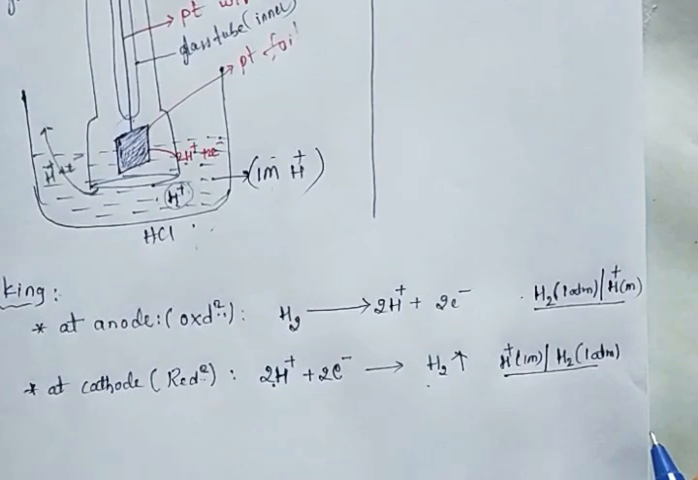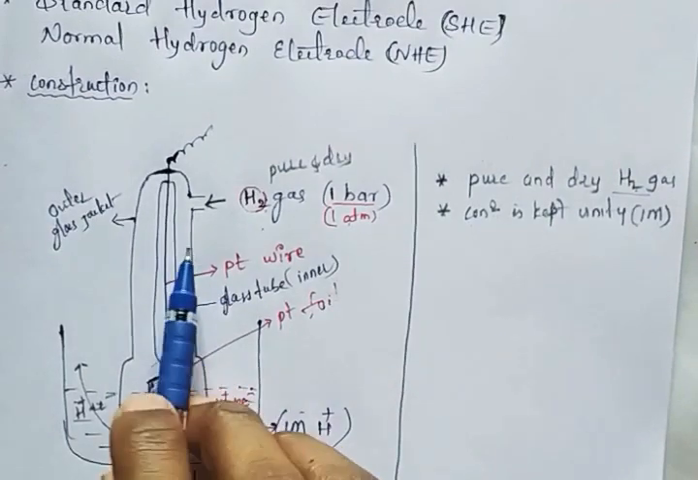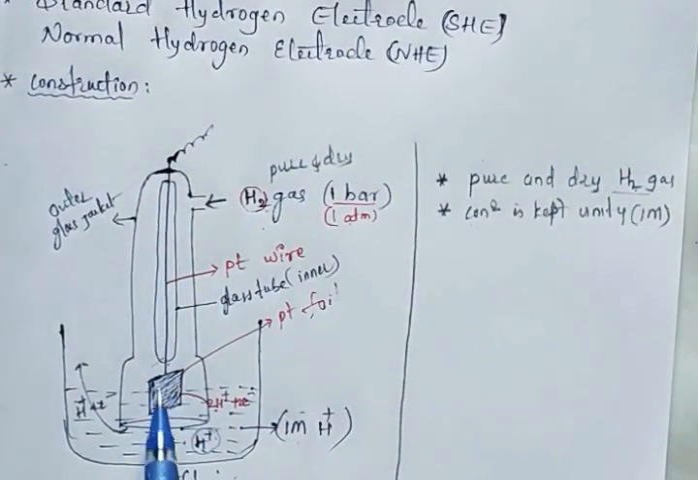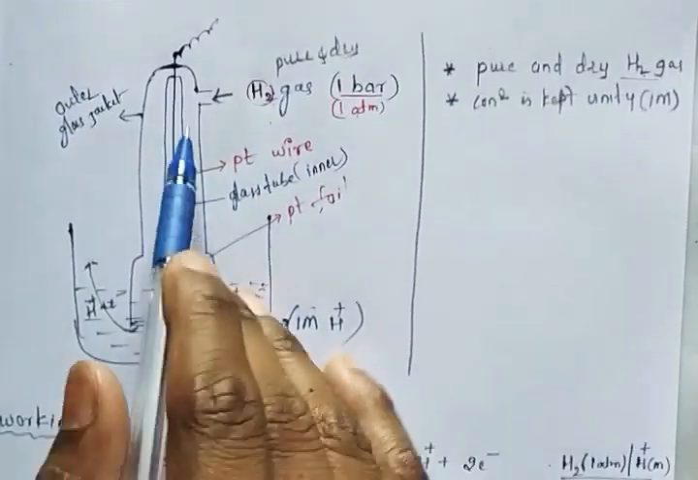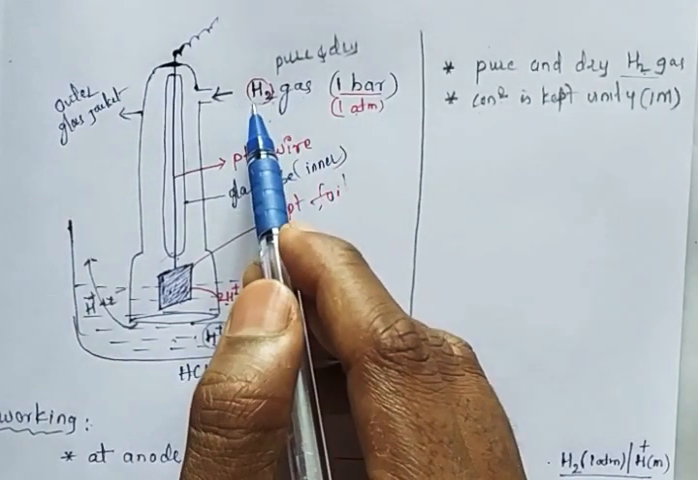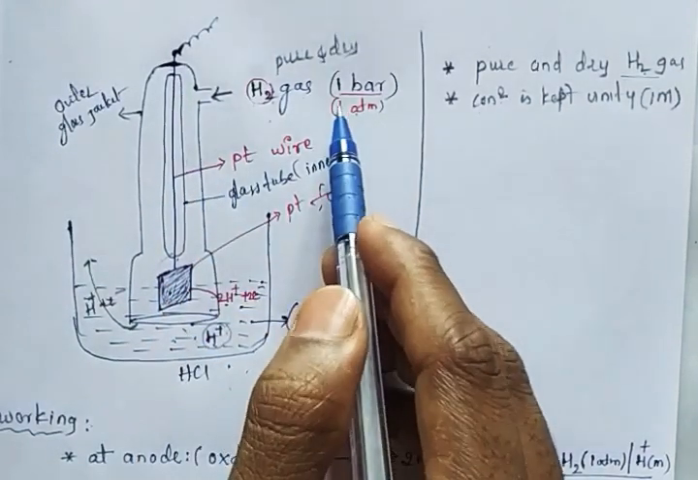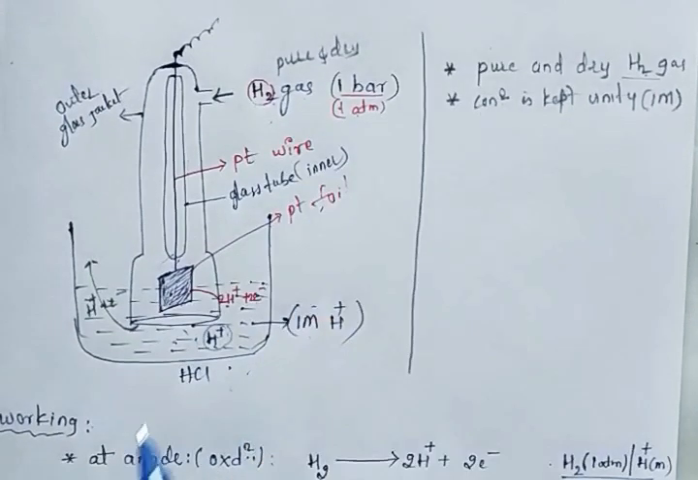This is about working. Simple है working. Construction भी देखिए and working भी देखिए. Construction क्या है? It consists of a platinum wire connected with a platinum foil. This platinum wire is shielded in the inner glass tube and covered with an outer glass jacket, and this is dipped in 1 molar solution. This is construction. Working क्या है? When pure and dry hydrogen gas is bubbled through the solution at 1 bar or 1 atmospheric pressure continuously, then the following reaction takes place.